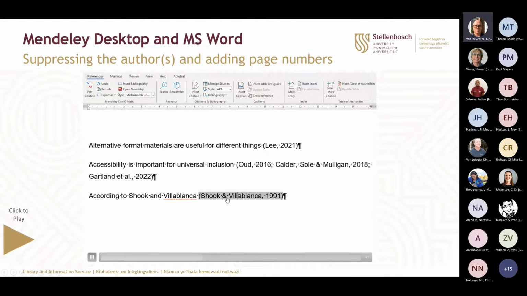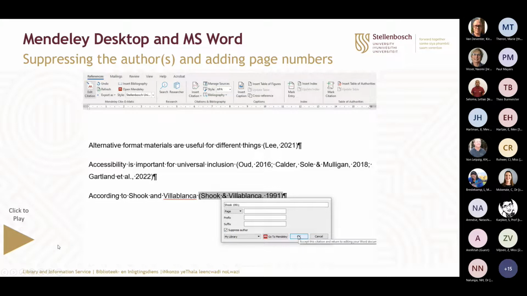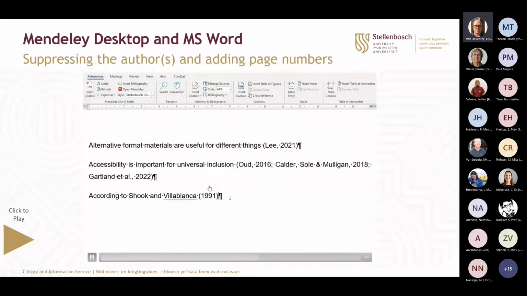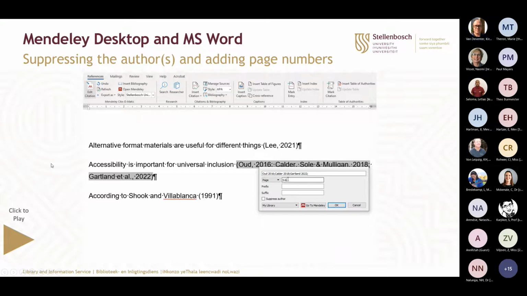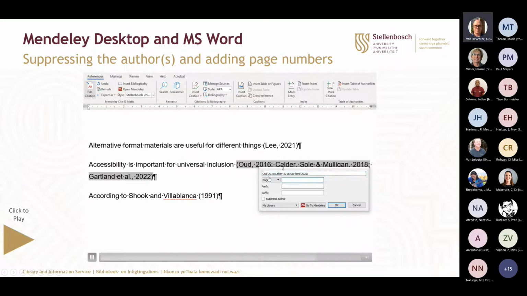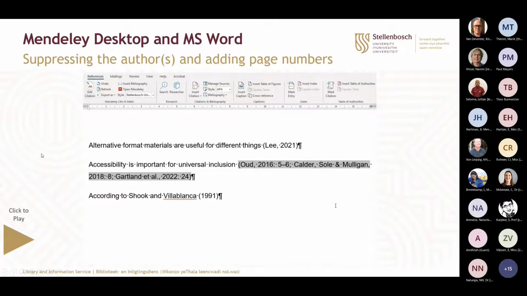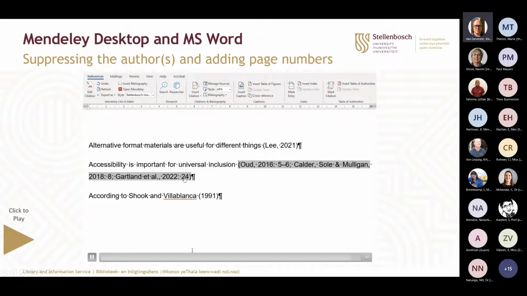Now look what happens when you click on the source. That's where it said insert citation has now become edit citation. And then you click on the citation you want to edit, and you say suppress author. And now those authors within the parentheses are gone. For page numbers, same thing. You highlight the citation that you want to edit. You select the author that you want to add page numbers to. And the page numbers will automatically appear readily formatted.